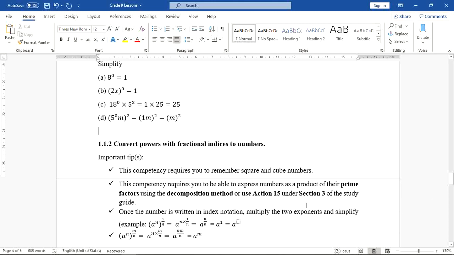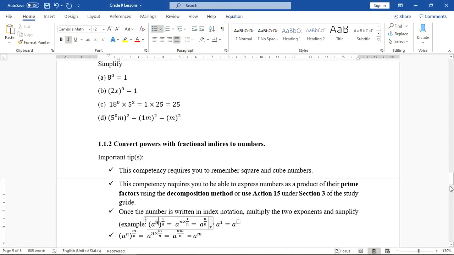Now once the number is written in index notation, you need to multiply the exponents and simplify. An example here: I have a exponent n, and then again to an exponent of 1 over n. You must remember how to multiply fractions, because you need to multiply the n by the 1 over n. That will give you n over n, and n divided by n is just equal to 1, so a exponent 1, which is just a.